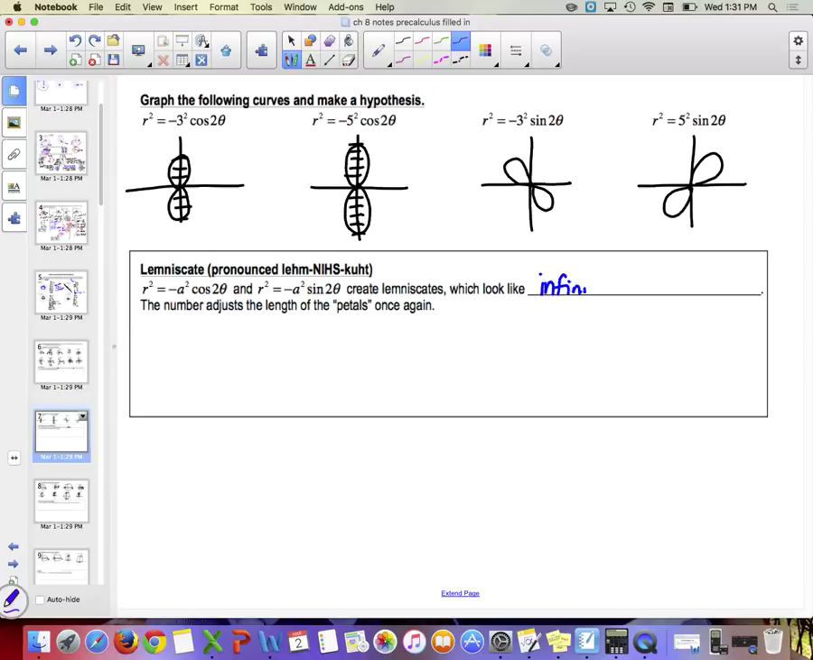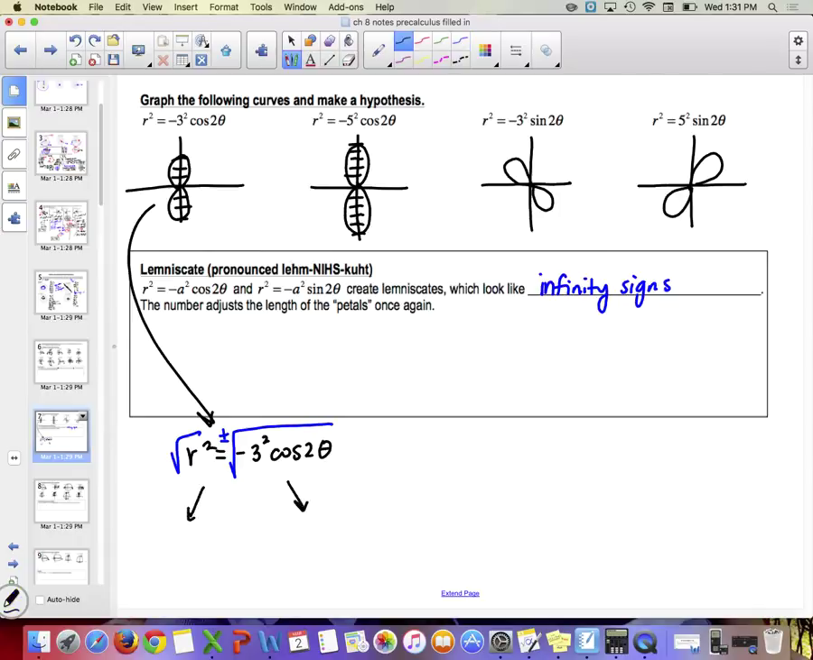Wait, so you're not supposed to put the negative in parentheses? The negative is not being squared, it's just the 3. So basically if you're trying to graph this, when you have r squared equals -3 squared cosine of 2 theta, when you take the square root of both sides, you need to do a plus or minus, right? So it breaks into 2 things that you're going to put into your calculator.